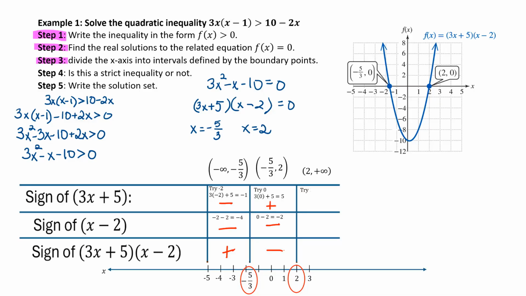From 2 to infinity, we could try 3. Plug that into 3x plus 5 and you get 14. That's positive.